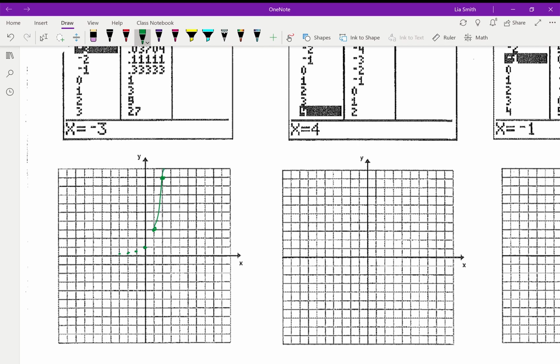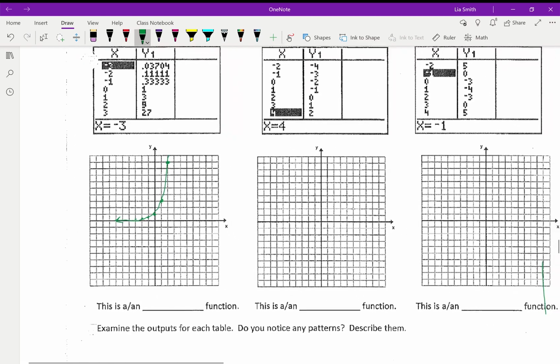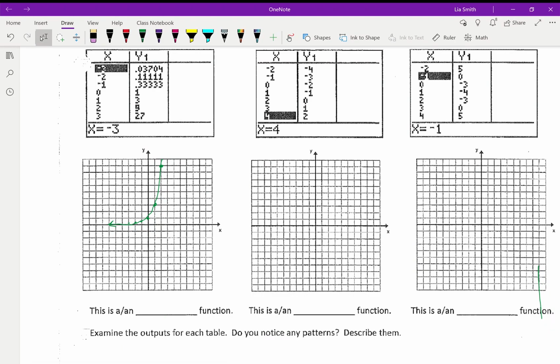So if we were to connect these dots, and if you had to make the decision, what type of function is this? What I'm looking at is how fast the curve is going, and the fact that it didn't start going back up, it kept getting smaller and smaller and smaller. That to me tells me that this is an exponential function, just by observing what I see in the graph.